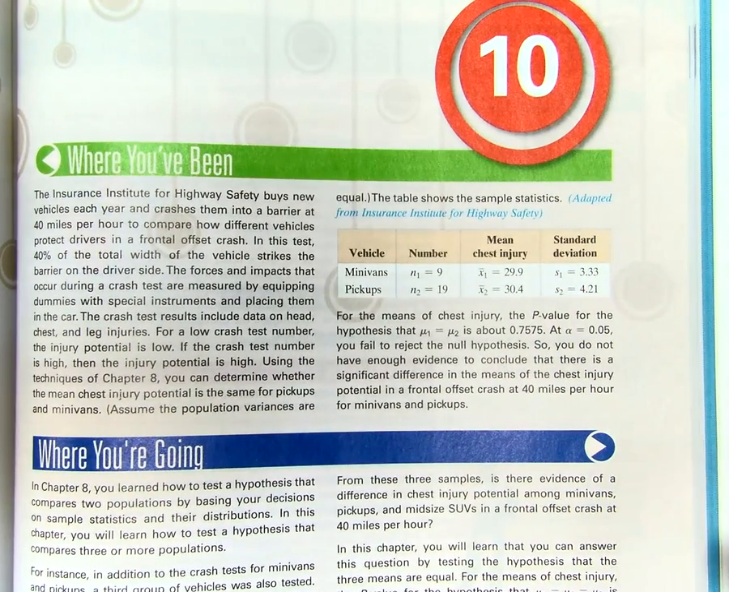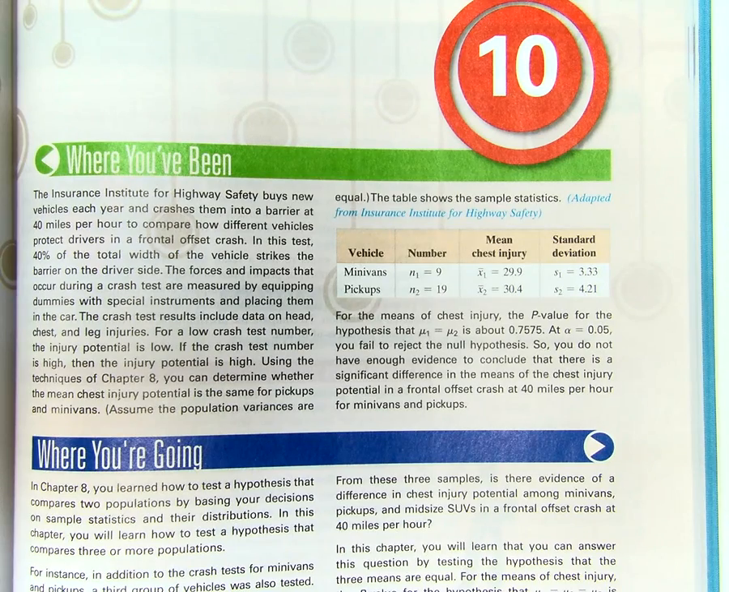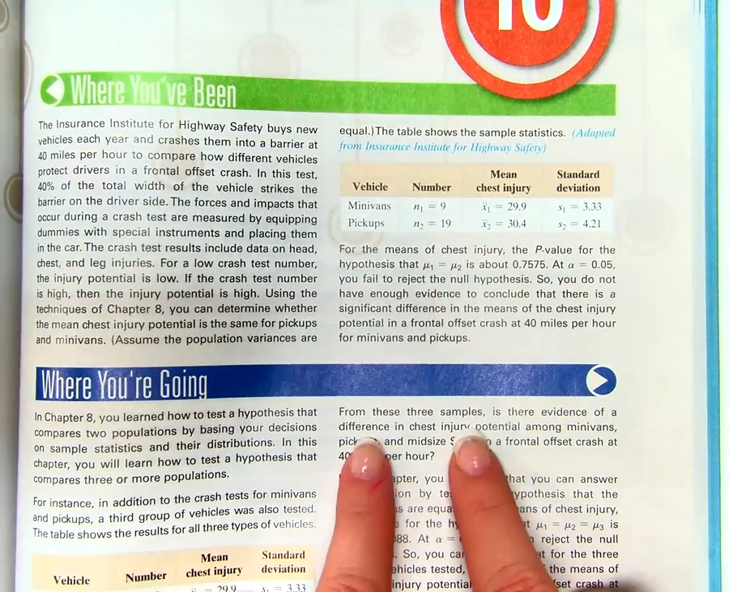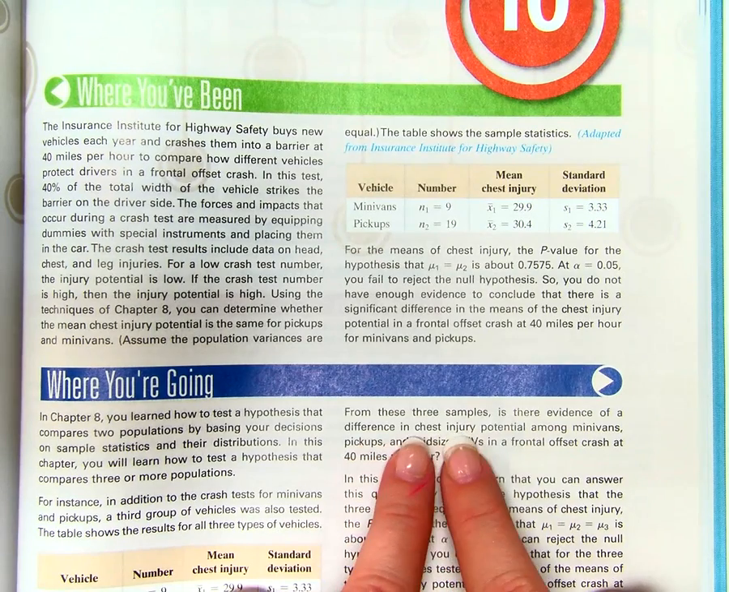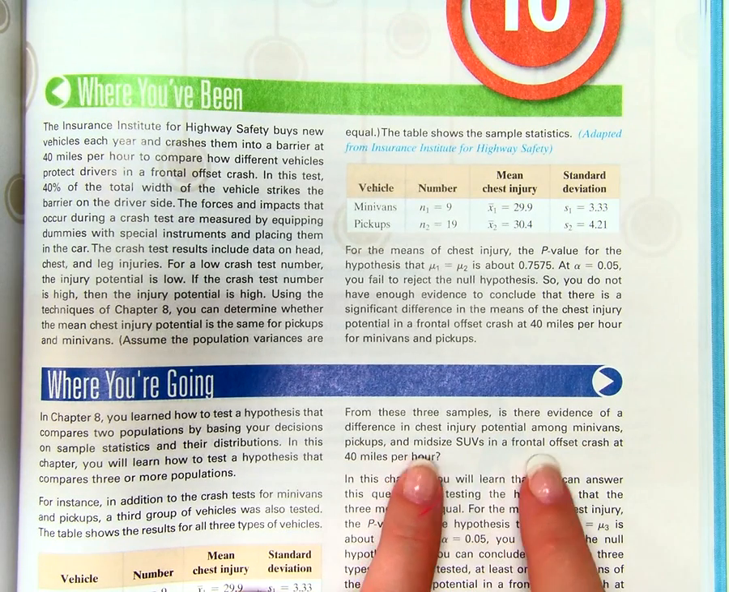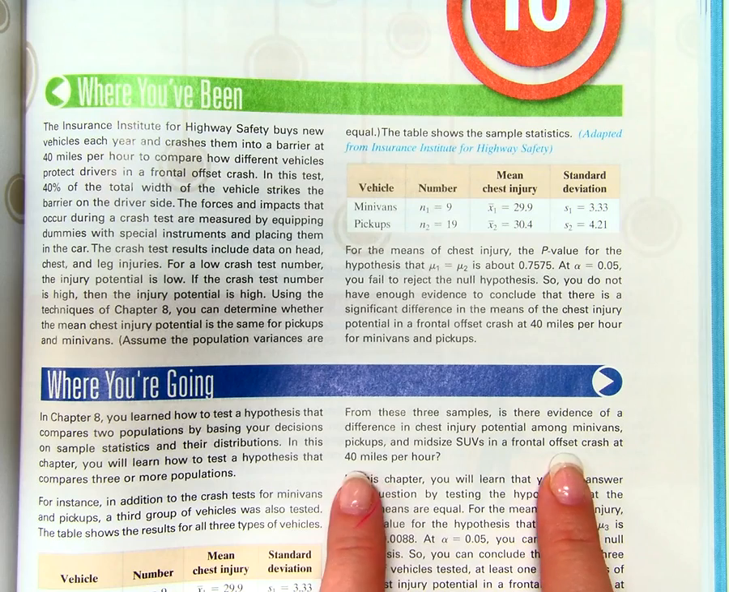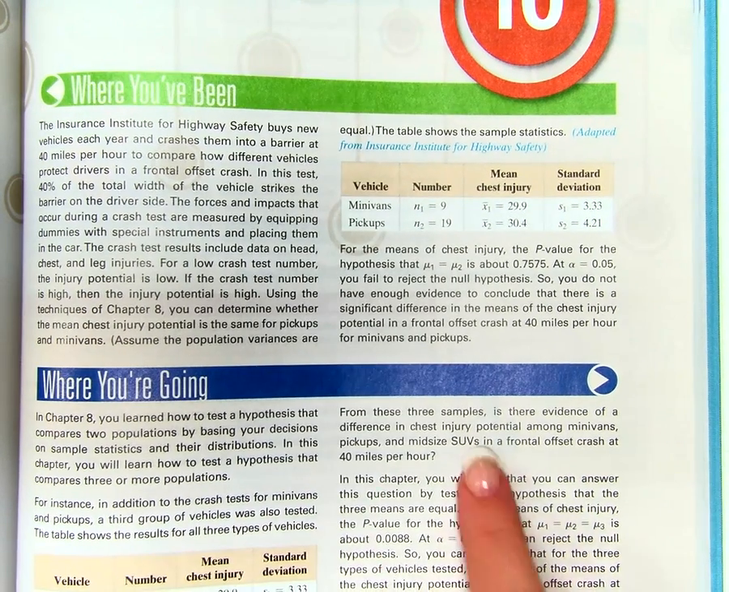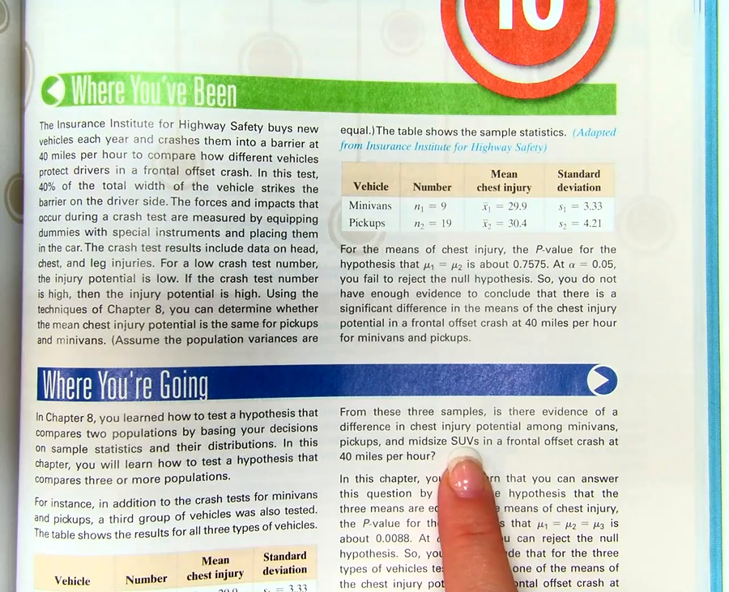Well, where are we going? Well, in this chapter, we're going to learn that we can answer a question about, like, is there evidence of a difference for chest injury potentials among minivans, pickups, and midsize SUVs in a frontal offset crash at 40 miles per hour? Before, we focused on one or the other. Now we're able to look at 3 or more.